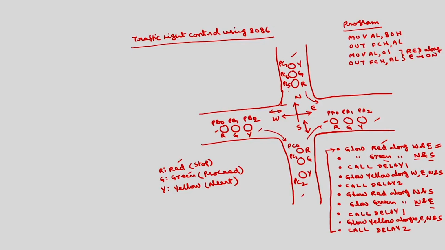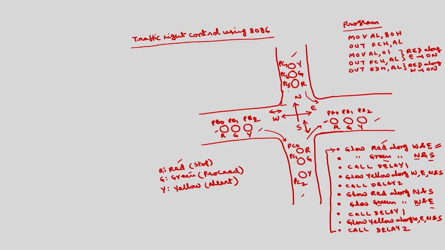Similarly, for red along the west direction you have to output onto port B, because red is connected to PB0. The contents of AL remain the same, so you output to FDH. FDH is the address of port B. So, this instruction will glow red along west.